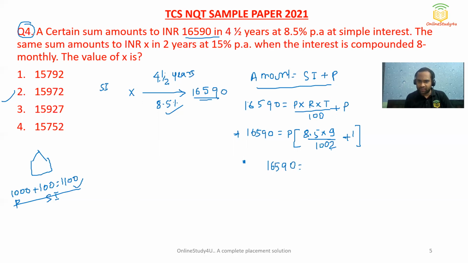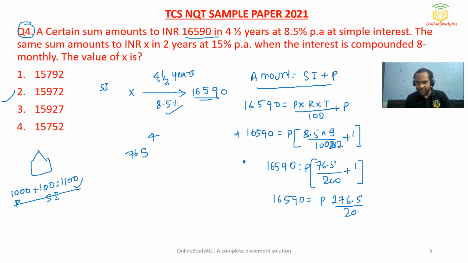Now, this is 100 into 2. Basically, 9 by 2 was there. So 9 by 2. Now 9 5s will be 45 and 9 8s will be 72, plus 76.5 divided by 200, plus 1. And principal is there, which we have taken common, 16950. Here we'll have to use a calculator. So if we take LCM, it will become 276.5 divided by 200.